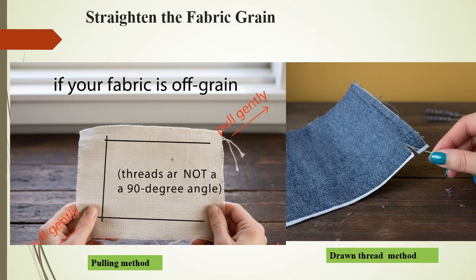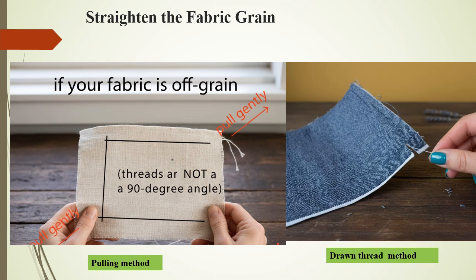To correct the skewed fabric, hold the opposite diagonal corners and gently pull. Repeat until the fabric returns to the rectangular shape. Proper grain alignment ensures the garment hangs and drapes correctly. The next method is creating a straight edge. One is the tearing method, the other is the drawn thread method.